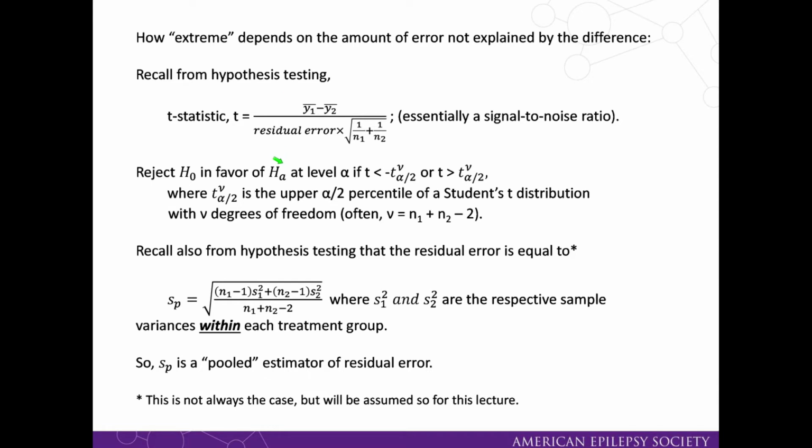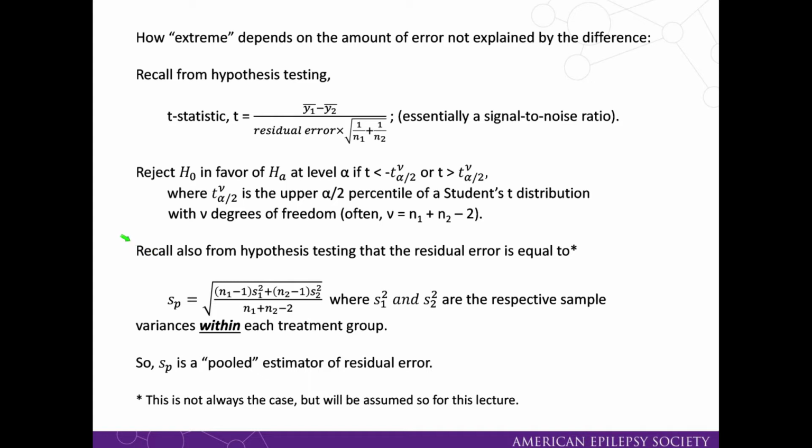If that's large enough, then we would reject H0 in favor of HA at a level alpha, which you may recall. And that is if T is too small, in other words, if Y2 bar is too big, if it's less than this value, negative T sub alpha over 2, nu, or it's too big. Now, what is this fellow here that looks so complicated? He's not that complicated. It's basically the upper alpha over 2 percentile of a Student's T distribution with nu degrees of freedom. That's Greek nu, and as I said before, what is nu? It's Greek n, lowercase n, so it is the Greek equivalent of n. And for the two-sample case, nu is often equal to n1 plus n2 minus 2.